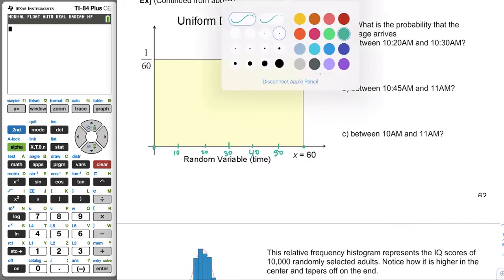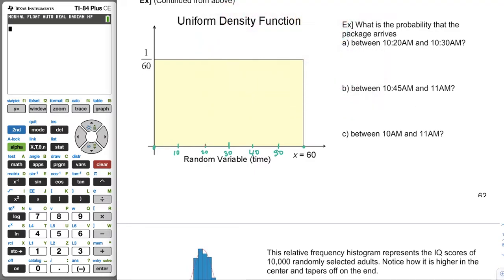So we're going to shade the area because the shaded area actually represents the probability. If we shade between 20 and 30 minutes, we can see that what we're creating is a rectangle. So in order to find the probability, we need to find the area of the rectangle. Well, the area of a rectangle is base times height. So the base is 10, right, because it's 30 minus 20. And the height of this uniform distribution is 1/60th.